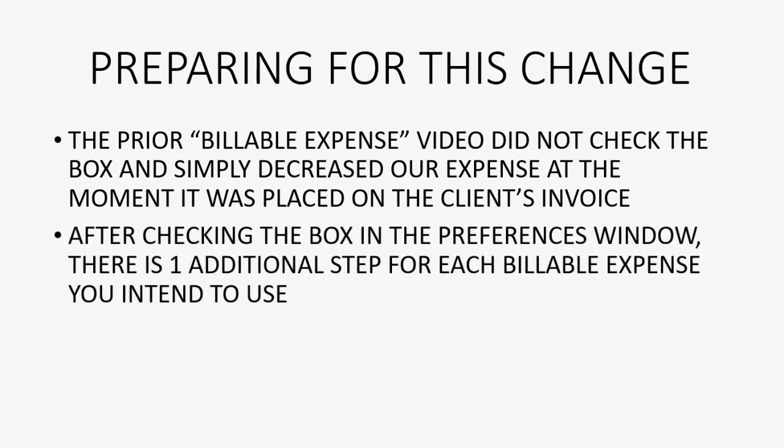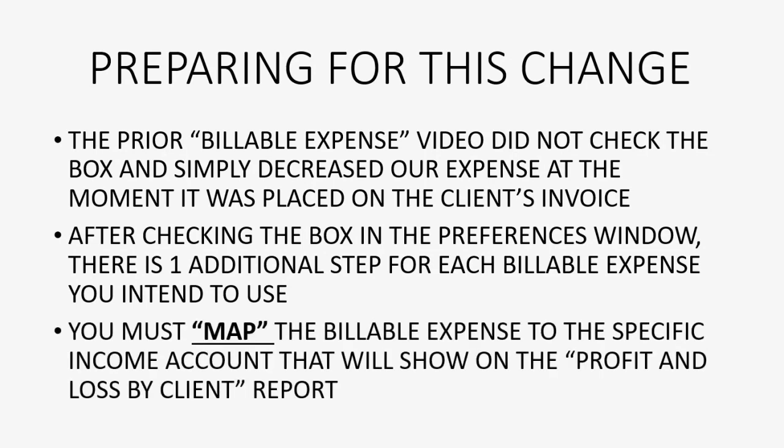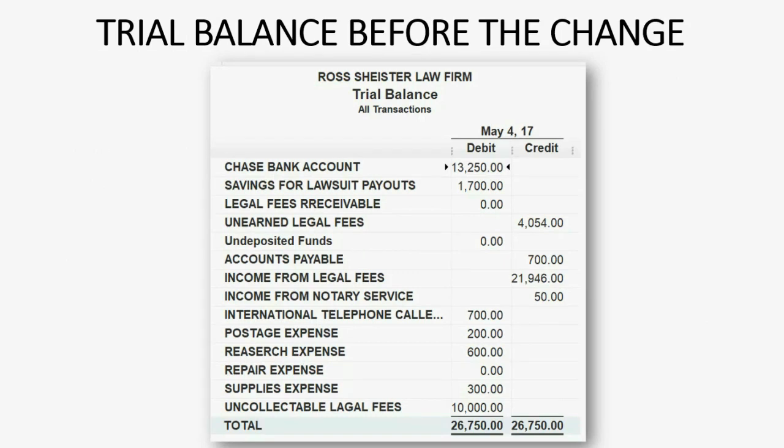After checking the box in the Preferences window, you need to know that there is one additional step for each billable expense you intend to use. You must map the billable expense to the specific income account that will show on the profit and loss by client report. So here's the trial balance before the change. You can pause the video and double check your numbers to make sure that it's the same so that you can follow step by step.